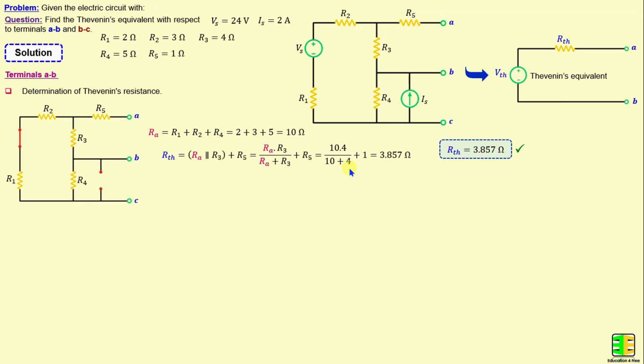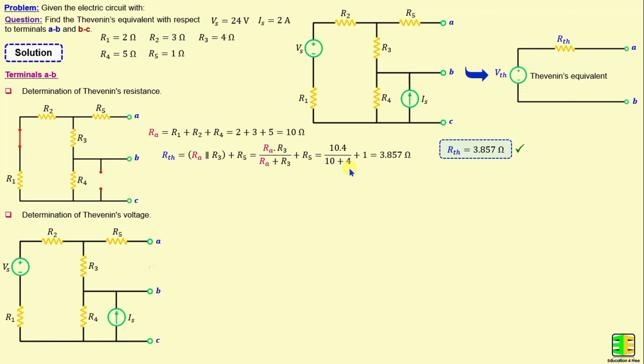After finishing the determination of the Thevenin's resistance, we proceed to calculate the Thevenin voltage. The Thevenin voltage is basically the open circuit voltage calculated between terminals A and B. To find the open circuit voltage VOC, I will apply the mesh analysis method. And I will consider this is mesh 1 and this is mesh 2. And I will consider IA is the current in mesh 1 and IB is the current in mesh 2.